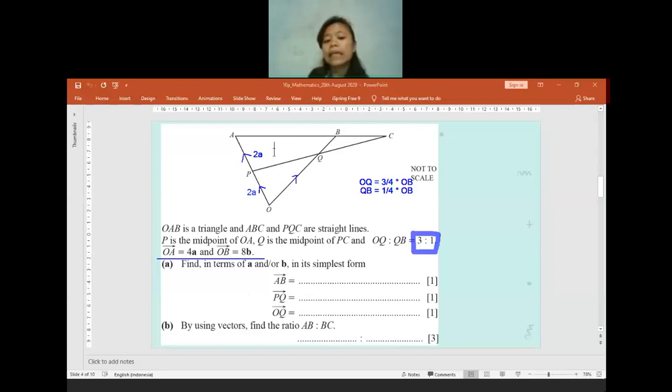OB is 8b. So now if I want to find the length of vector OQ, what vector will it be for vector OQ? What vector is vector OQ?